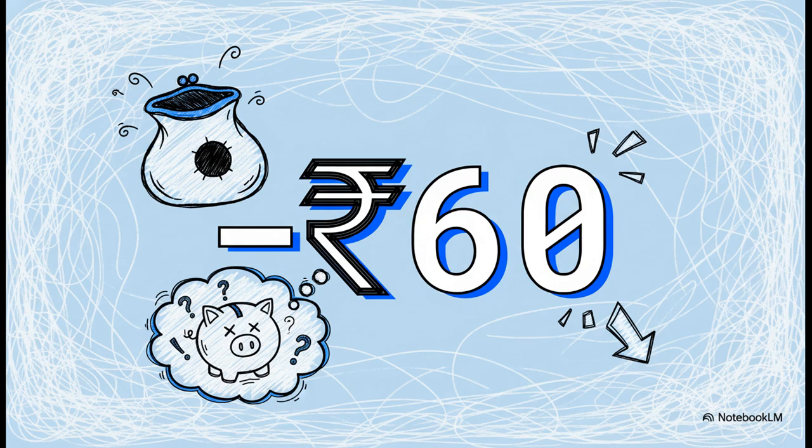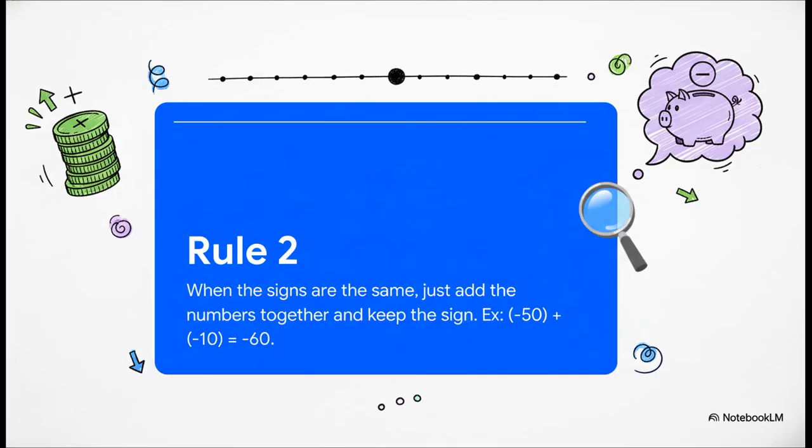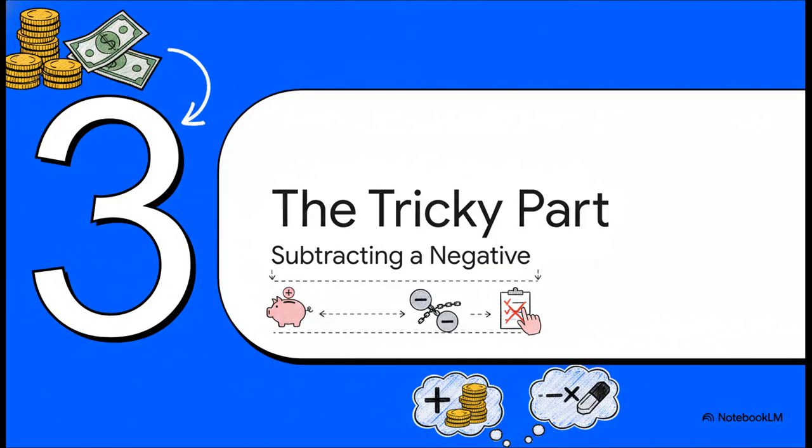But look closely, notice that minus sign. That is very important. He doesn't have 60 rupees, he owes 60 rupees, so it's minus 60. And this brings us to our second amazing rule. When you are adding numbers and the signs are the same, in this case they were both negative, you just add the numbers together, 50 plus 10, and you keep the sign so it stays negative. Simple.